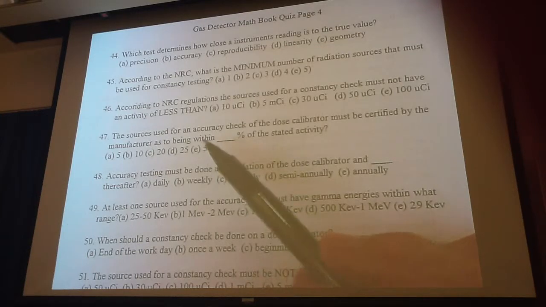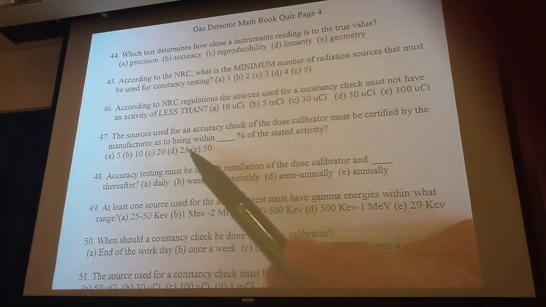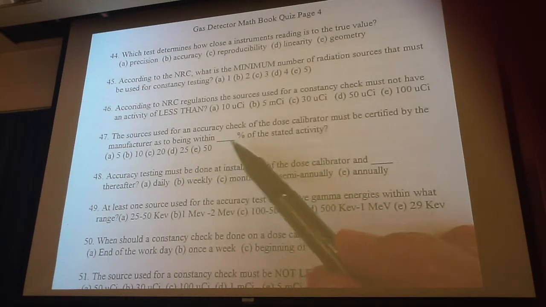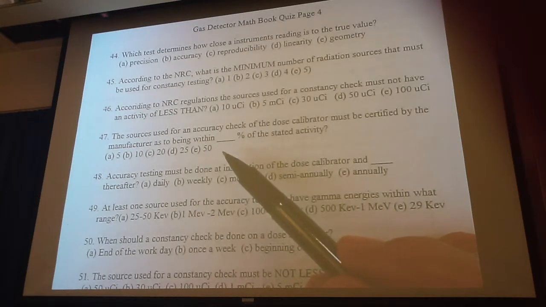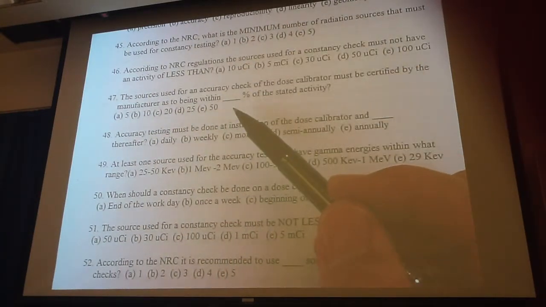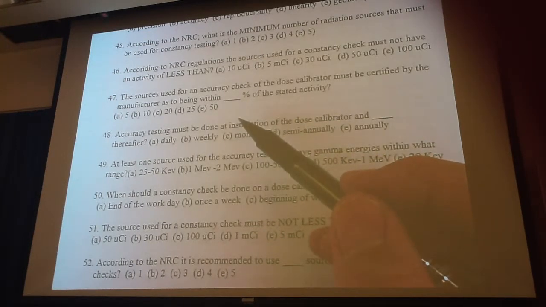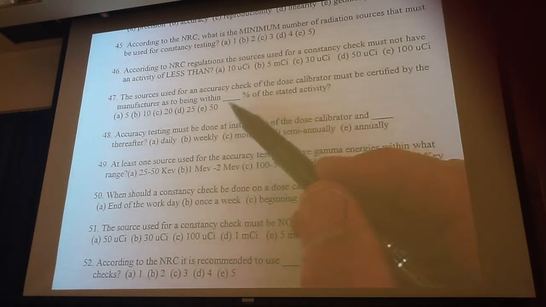And number 47, sources used for an accuracy check of a dose calibrator must be certified by the manufacturer as being within plus or minus what of the stated activity? 5%. Yeah, remember, you guys, this comes down to those standard deviations. Okay? In nuclear medicine, remember, we use a 2 standard deviation confidence interval, which is plus or minus 5%. We have a 95% confidence interval. Okay?